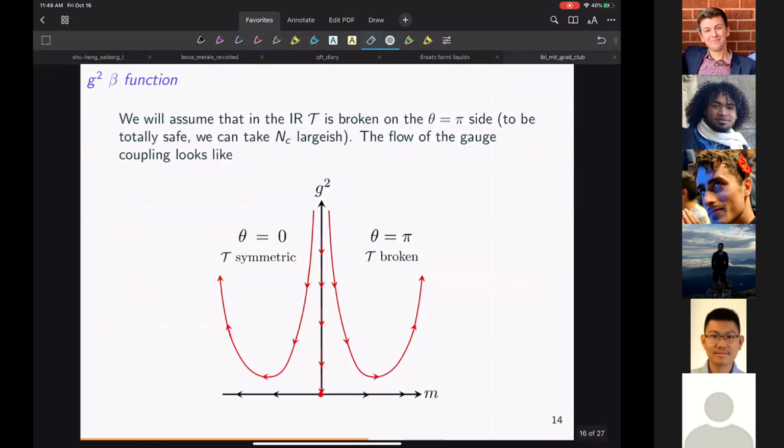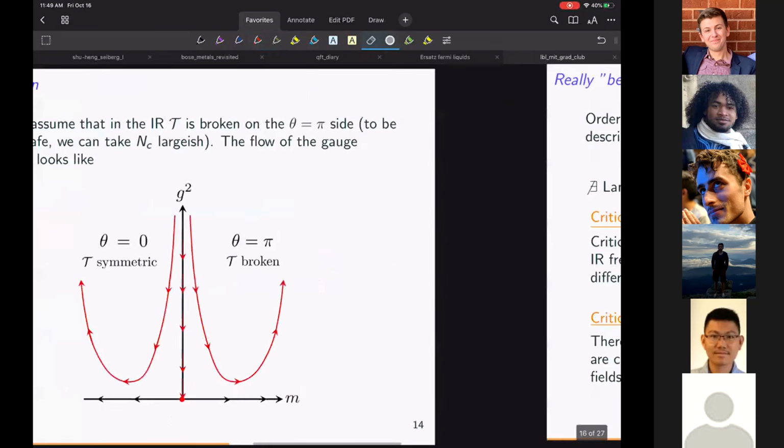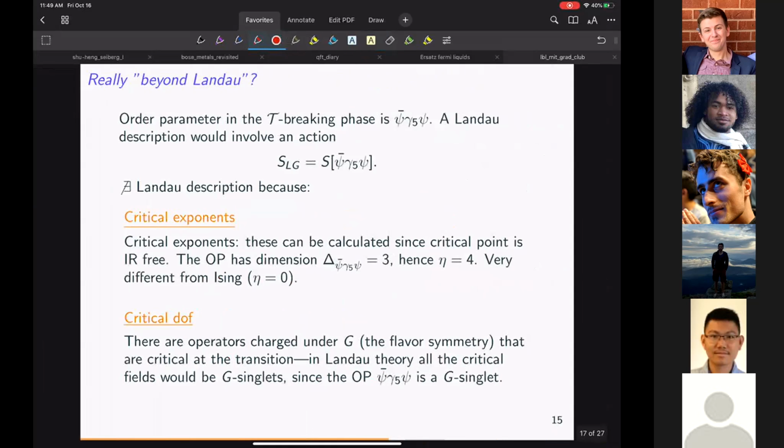Let me just skip this. Okay, so if you believe what I just told you about this time reversal symmetry breaking, then the picture for this critical point is as follows. We have time reversal spontaneous symmetry breaking.